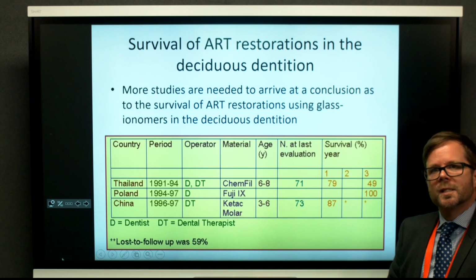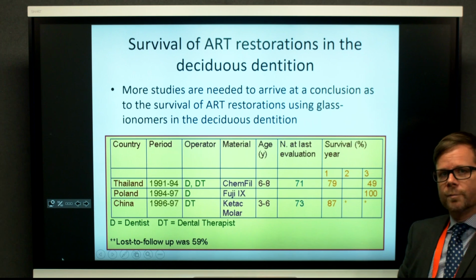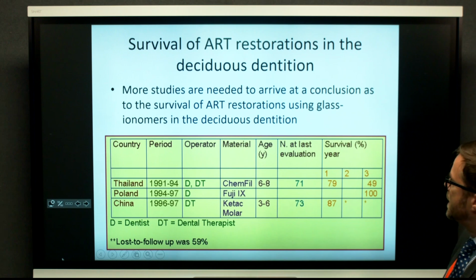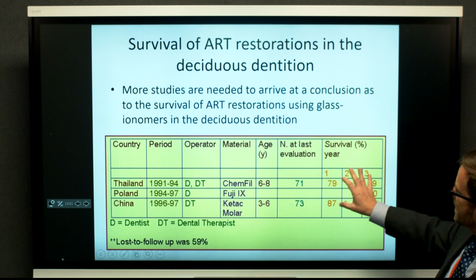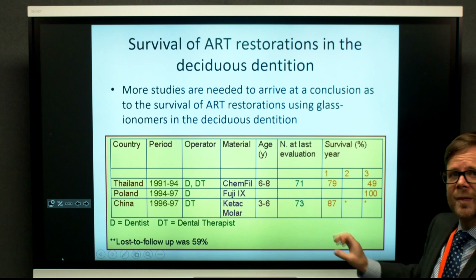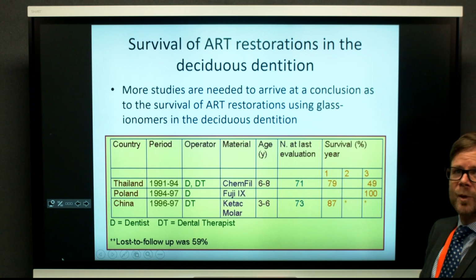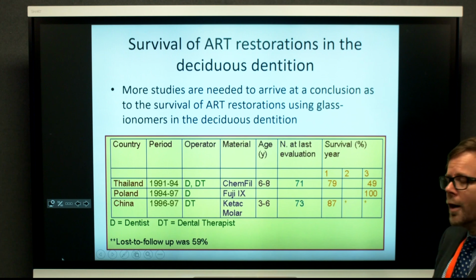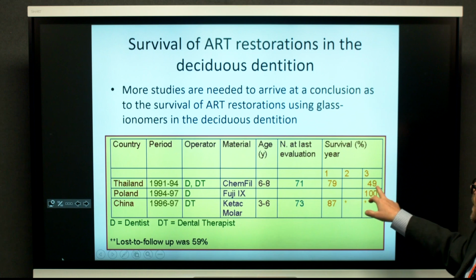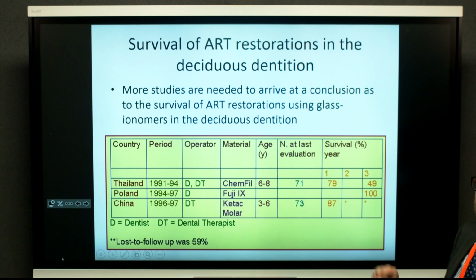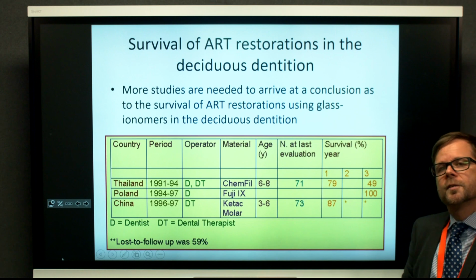What about deciduous teeth? So many of those studies involve permanent teeth. When we look at deciduous teeth, there is some evidence that suggests that the success rate is variable, okay? And again, we need to probably ask ourselves why. One study here at 3 years had very high success, and then another study, they found that less than half of the restorations were still in place after 3 years.